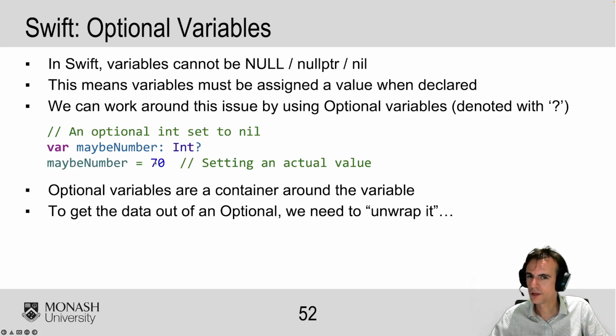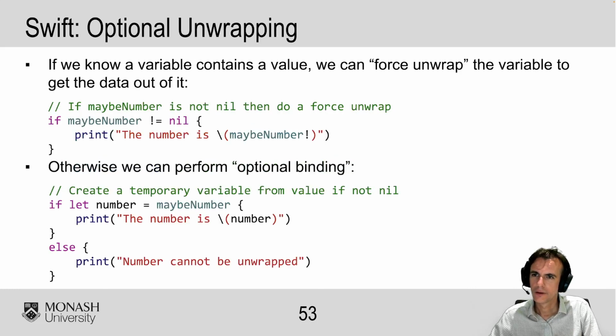After this point, you can just work with it as a normal variable. So you can say maybeNumber equals 70, and we'll set an actual value. And you can think of these optional variables as being a sort of container around the variable. So to get the data out, we need to unwrap it. So how do we do that? If we are certain that a variable contains a value, then we can force unwrap it. And we do that just using the exclamation mark syntax we saw on the previous slide. So in this case, you'd say, if maybeNumber is not nil, then we know it must have a value, and we can show that value.